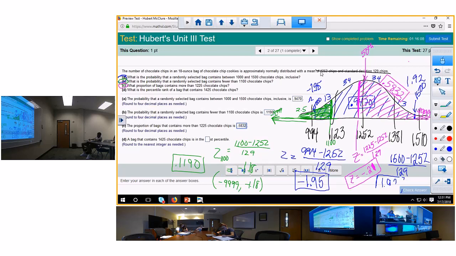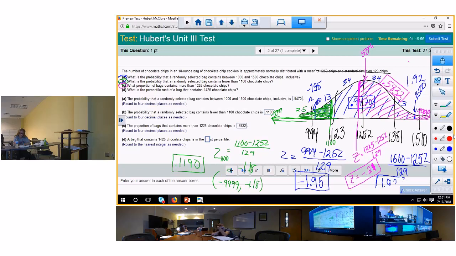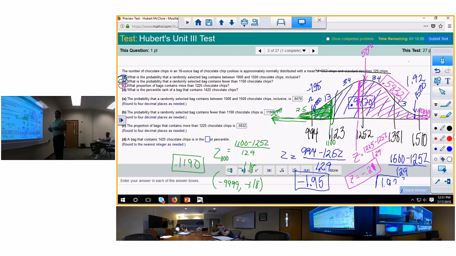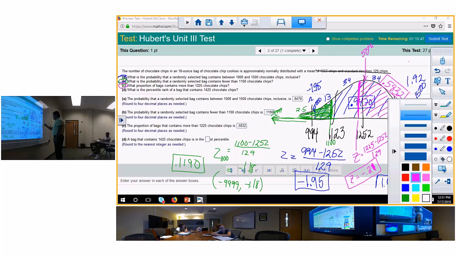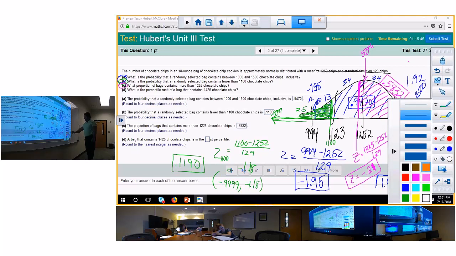0.5832. And now the last one. A bag that contains 1425. So we'll do this in kind of an orange color. I'm sorry, Chad, that would be orange, because I don't know if you know what orange is. Some people don't know what orange is. There we go. So we use that Tennessee volunteer orange, burnt orange.